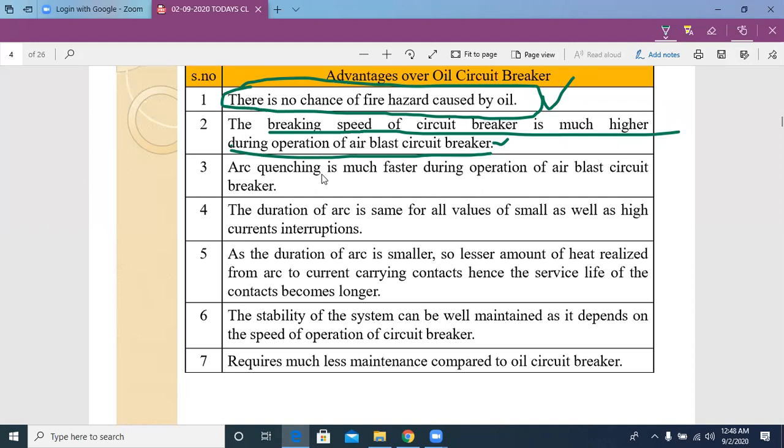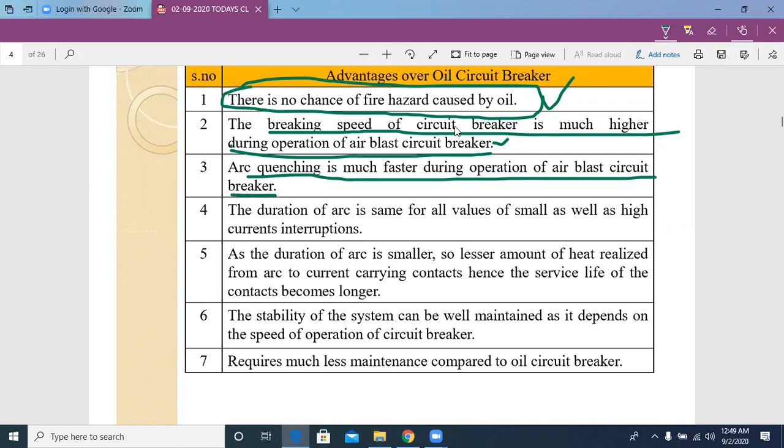And one more thing, which we already discussed at the time of current chopping: in an air blast circuit breaker, arc control is independent of the level of fault current. That means the speed of operation is independent of the level of fault current. And one more advantage is that arc quenching is much faster during the operation of an air blast circuit breaker, compared to an oil circuit breaker.